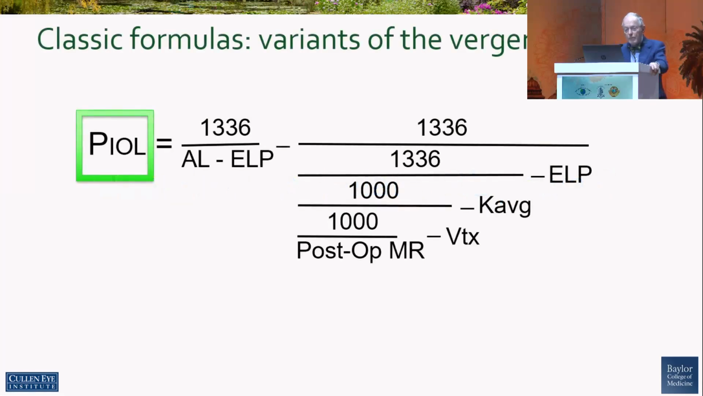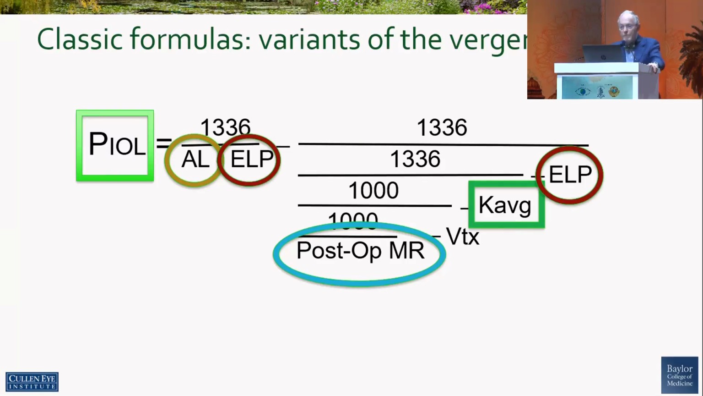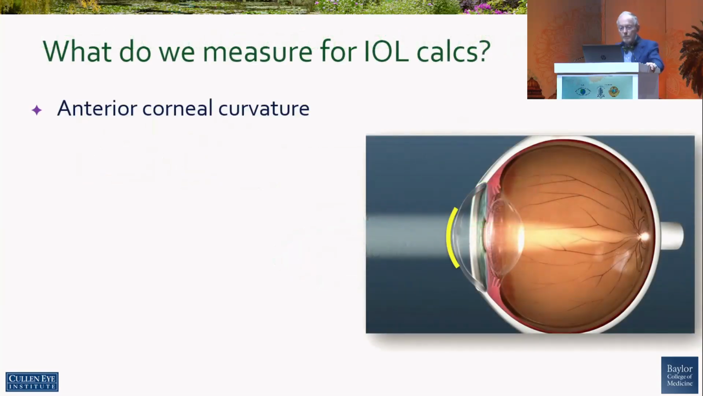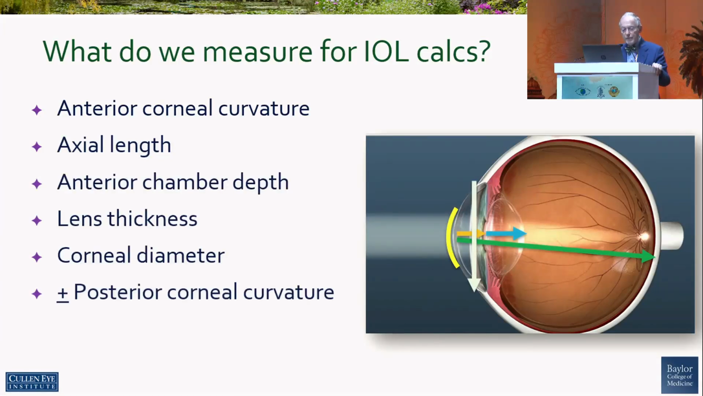Well, we calculate power in a number of ways. The classic formula is the vergence formula, where the power you put in is calculated using the predicted refraction, the axial length, the average K, and the ELP. And the ELP, of course, is one of the big problems because every formula has its own internal formula for calculating effective lens position using various variables. So how do we measure? What do we measure? We measure anterior corneal curvature, axial length, anterior chamber depth, lens thickness, corneal diameter, and some programs use posterior corneal curvature as well. But those top 5 are the ones that the newest formulas use routinely.